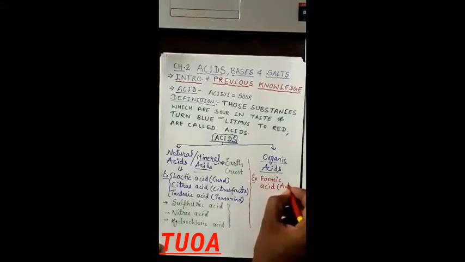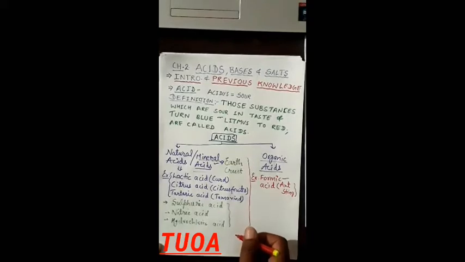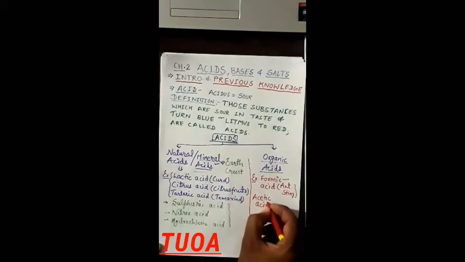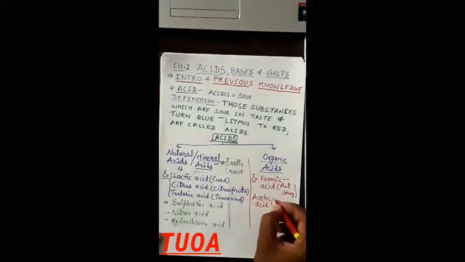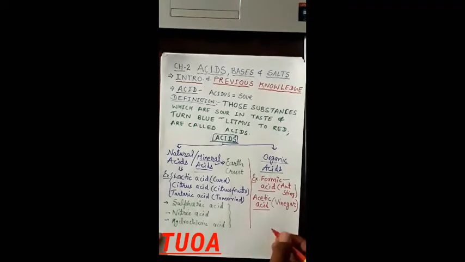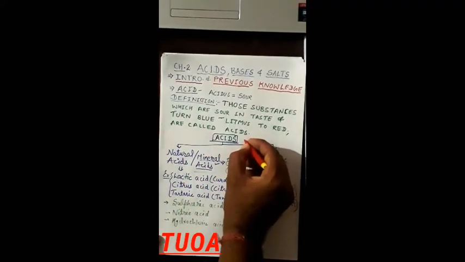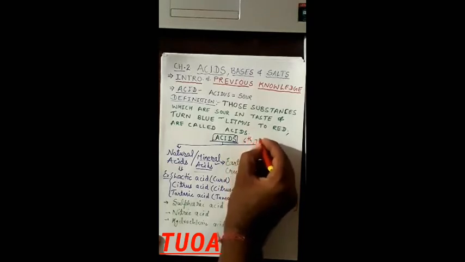Now we come to the examples of organic acids, like formic acid. Guys, formic acid, the word formic is made from formica, which is a Latin word which means red ant, and it is found in ant sting. The next example is acetic acid, which is found in vinegar. This vinegar or acetic acid is a very important chemical in chemistry. We will be studying these acids in detail in this chapter.